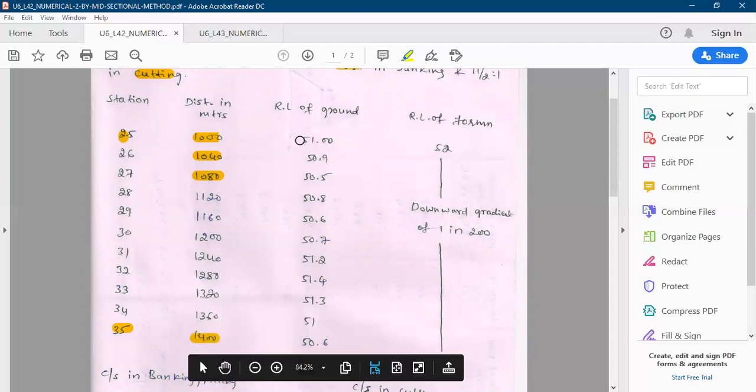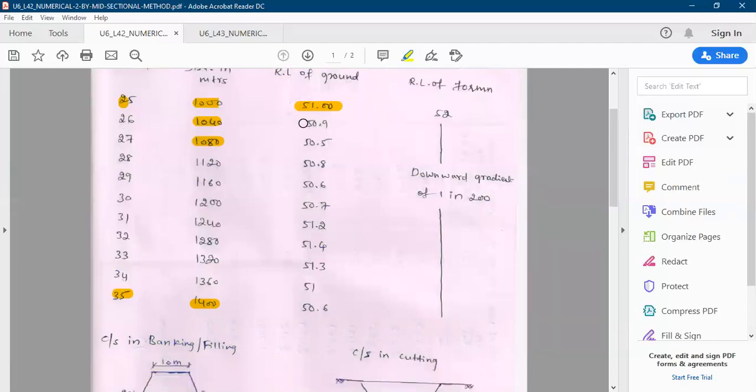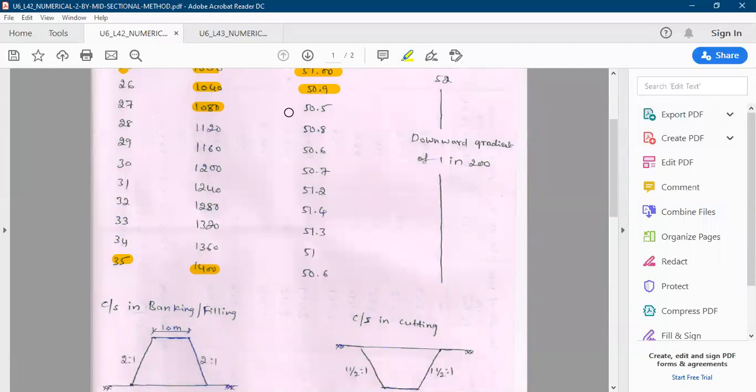These are the RL of the ground points. Right, so these are the RL of the points on ground at 25th station. RL of the ground point at 25th station is 51. Similarly, RL of the ground level at 26th station is 50.9. Similarly, RL of the points on the ground at 27th station is 50.5. Like this, RLs are given for all the points on the ground surface.